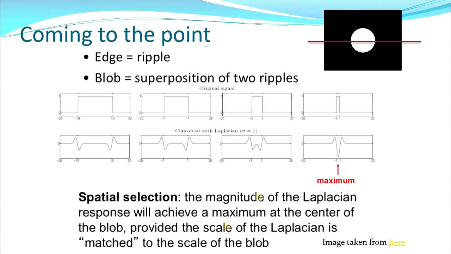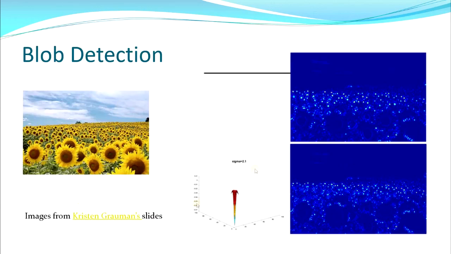But since we need to match the scale of the Laplacian, that is the sigma value of the Laplacian, to the blob value, we'll basically convolve this with a lot of Laplacians. So this will be clear in a moment. It'll be clear from these slides. These slides are taken from Kristen Grauman's slides. Very nice PPT. You can click on this link and go to her PPT. So here this is the original image. Suppose that I take a Laplacian filter of this size with sigma like this.